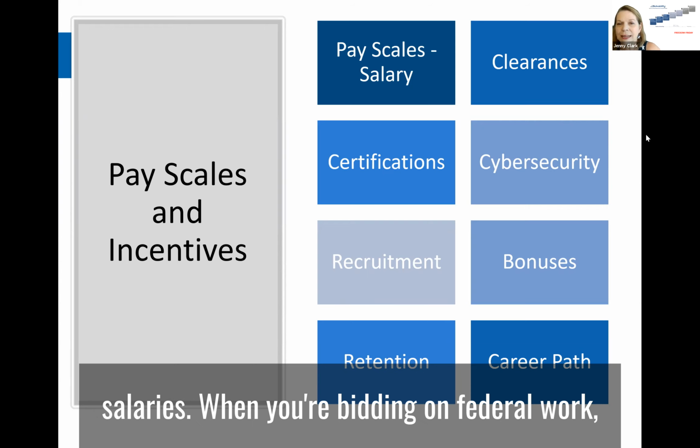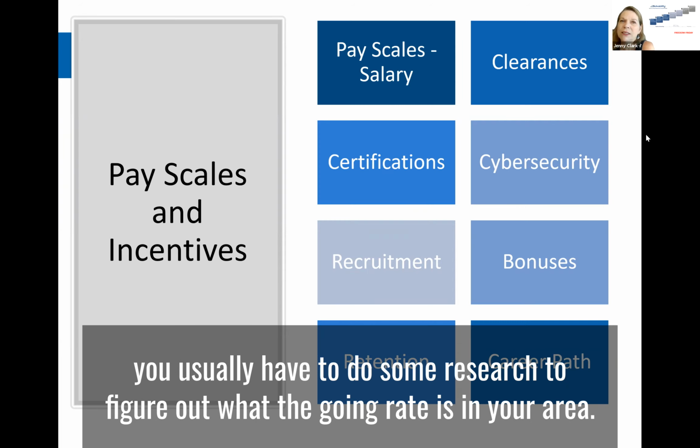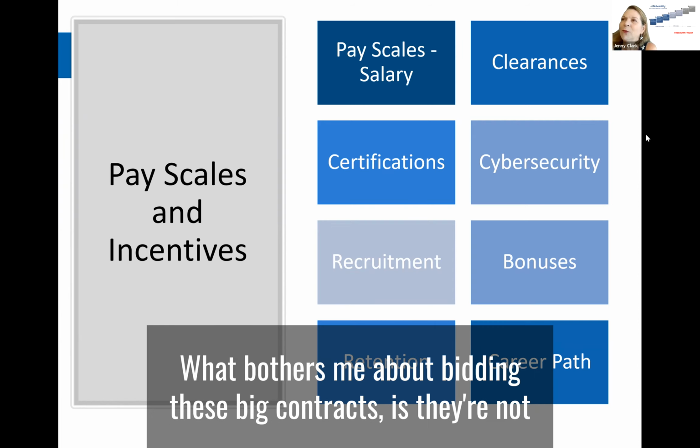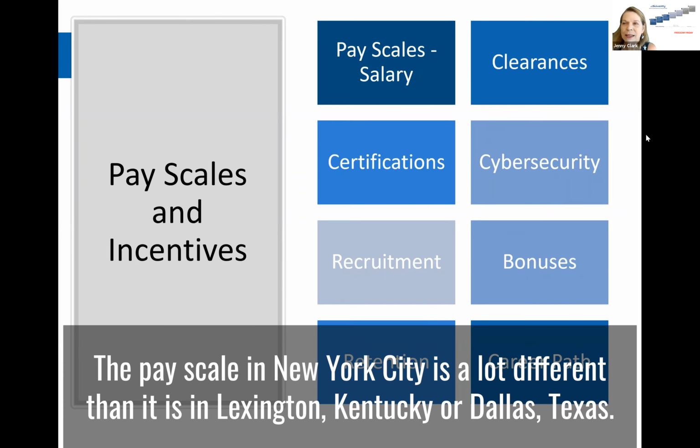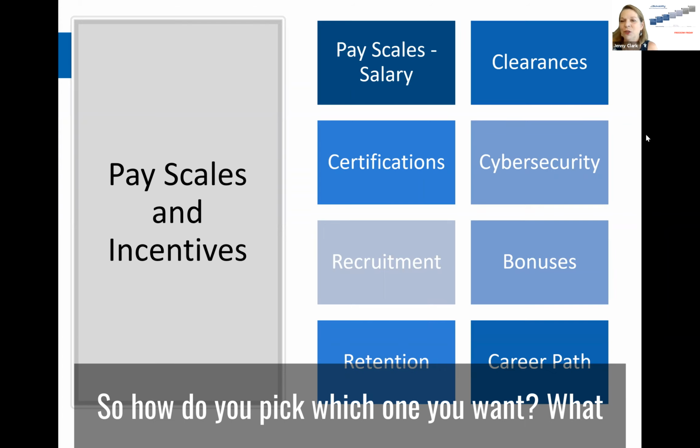Pay scales and salaries. When you're bidding on federal work, you usually have to do some research to figure out what the going rate is in your area. What bothers me about bidding these big contracts is they're not going to tell you where you're going to do the work. The pay scale in New York City is a lot different than it is in Lexington, Kentucky, or Dallas, Texas. So how do you pick which one you want?